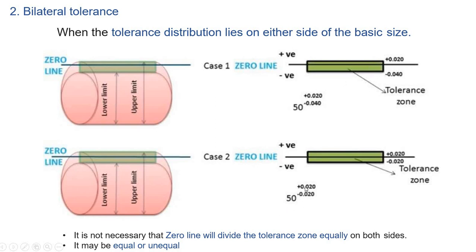Similarly, 0 plus 0.02 and minus 0.02 is an example of bilateral tolerance. It is not necessary that the zero line divides the tolerance zone equally on both sides in the bilateral tolerance system. The tolerance zone can be in any manner as per the requirement of the manufacturer. It may be equal or unequal.